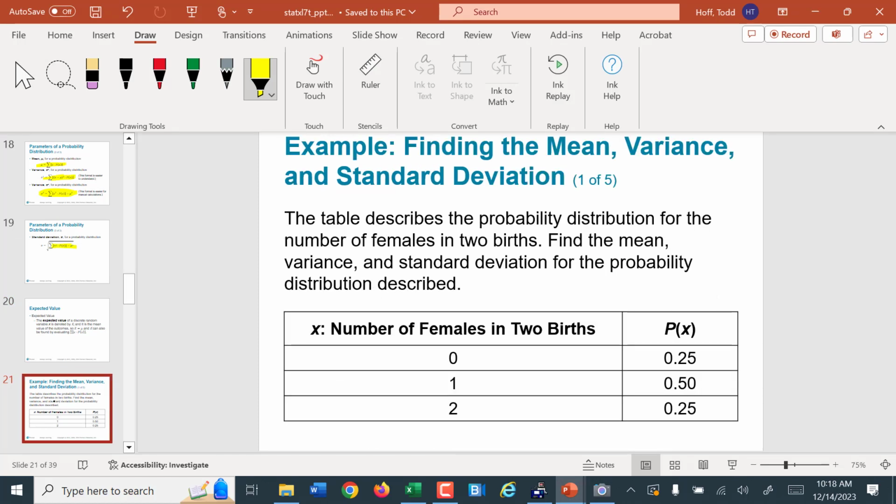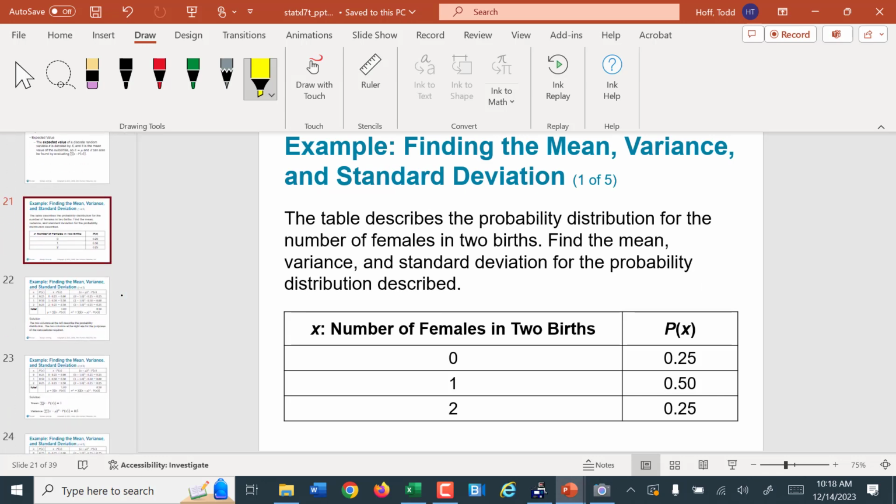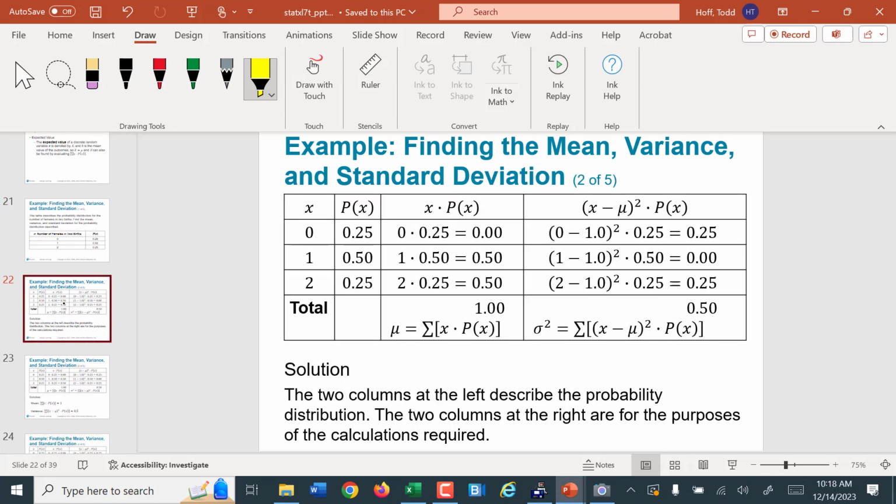So find the mean, variance, and standard deviation for the number of births. Well, this one's a pretty small distribution, so it'll be pretty quick. So the mean, we do x times p of x. So 0 times 0.25 gives us 0. 1 times 0.5 gives us 0.5. 2 times 0.25 is 0.5. That adds up to 1. Makes sense that the average number of females out of 2 births would be 1. You'd expect about half of them to be male, half of them to be female.